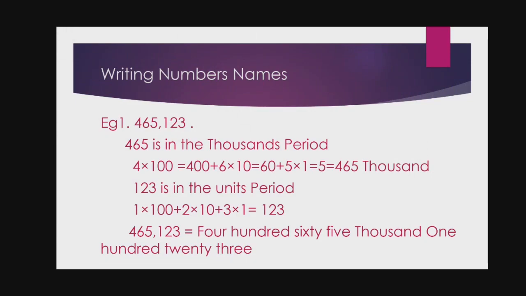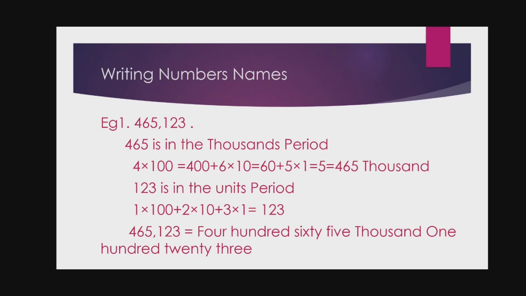Writing number names in the International System of Numeration. For example, 465123. The 465 is in the thousand period, so 4 is in the hundred place, the 6 in the tens place, the 5 is in the ones place. So 4 into 100, 400, 6 into 10, 60, 5 into 1, 5, 465. So the 465 in the thousand period, so 465,000.